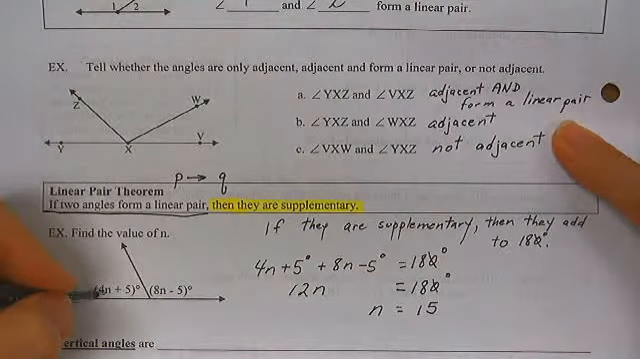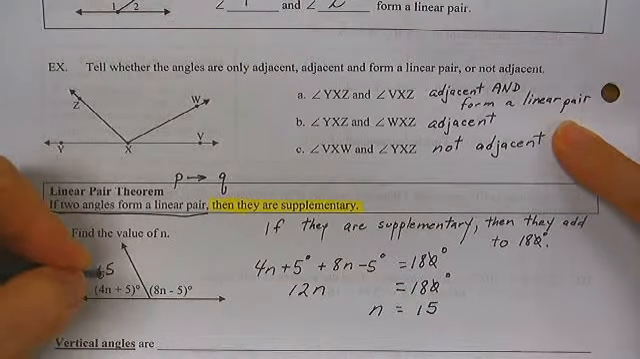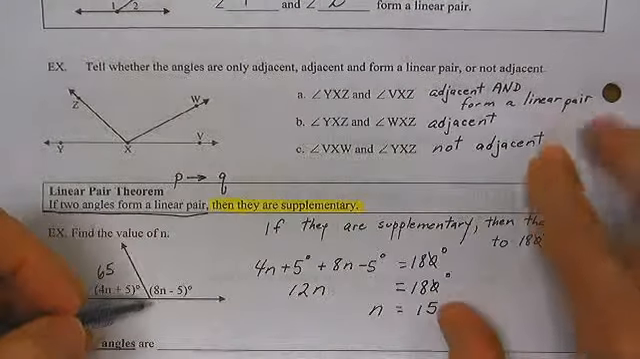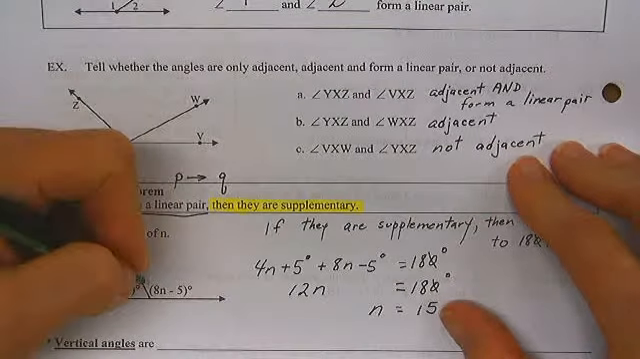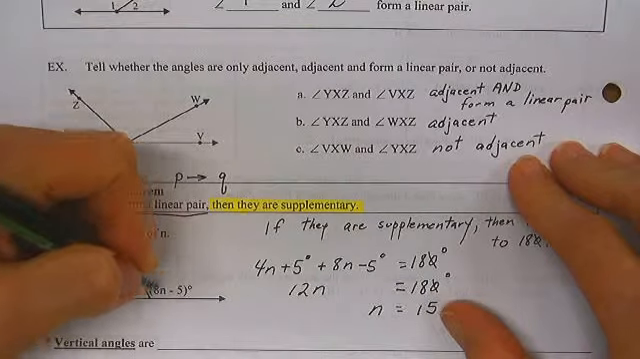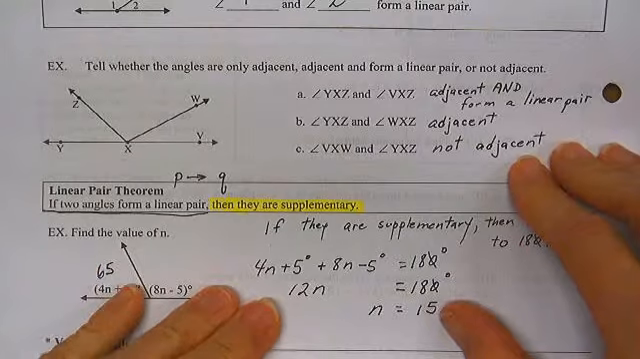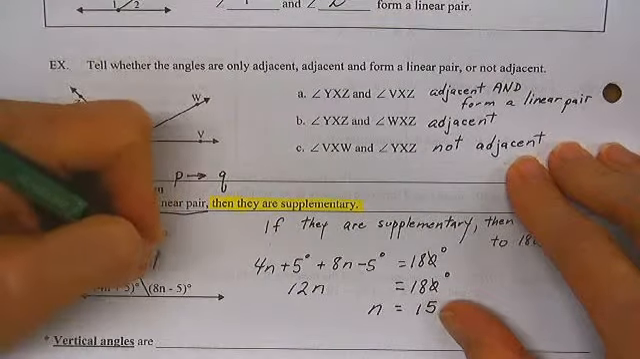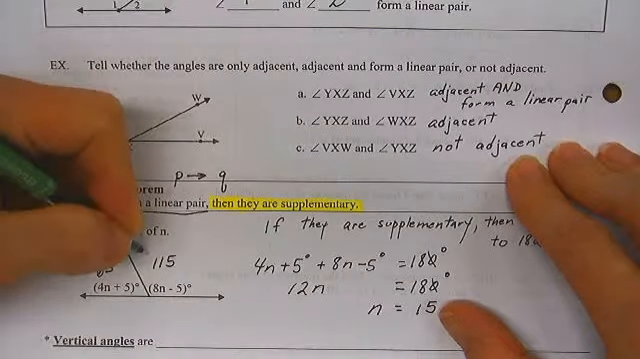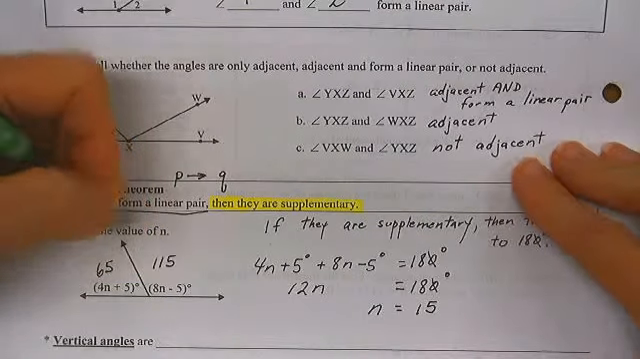4 times 15 is 60, plus 5 is 65. 8 times 15, 30, 60, 90, 120. 120 minus 5 is 115. Do these two add to 180 degrees? Yes, they do. We're correct and we can prove it.